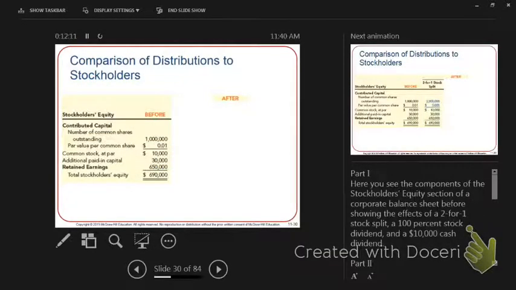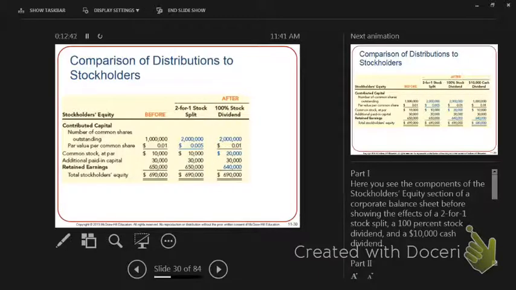So let's look at all of these compared to each other. So stockholders' equity before we do anything, right? $1 million, par value is a penny, common stock, additional paid-in capital, retained earnings. If we do a 2-for-1 stock split, we now have 2 million shares of stock at a par of a half of a cent, nothing changes. But now we have 2 million shares of stock out there at a half of a cent. If we did 100% stock dividend, we have 2 million shares at a penny.